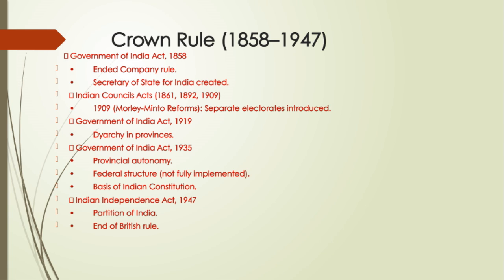Then, we come to the Government of India Act of 1919, which introduced the concept of dyarchy in the provinces. This meant that certain areas of provincial administration were transferred to Indian hands, with a division of responsibilities between elected Indian officials and the British authorities.